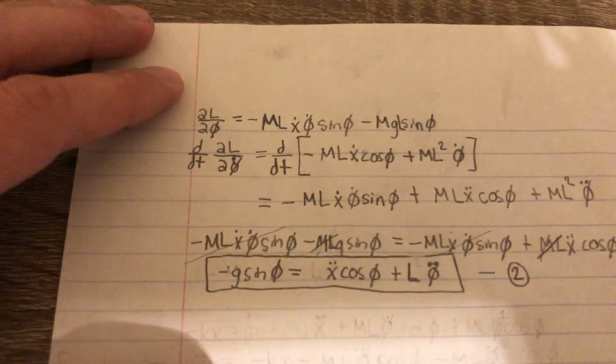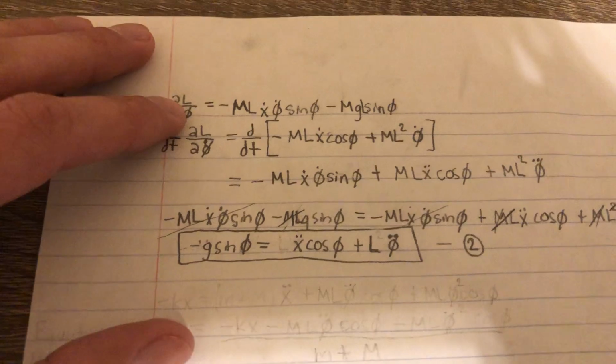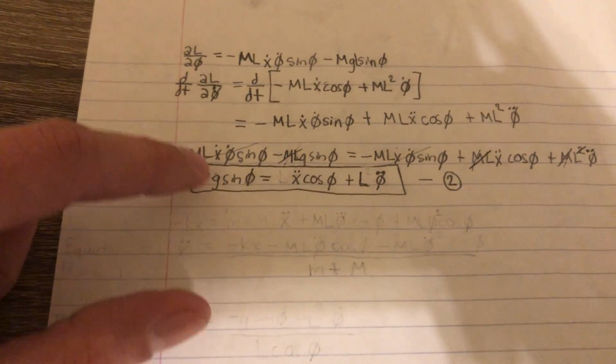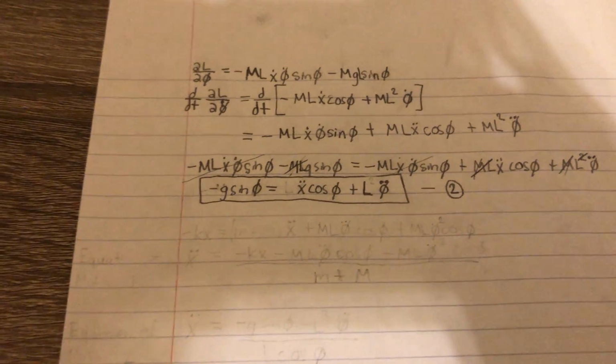And then you do the same thing except for phi, and you get a few more terms, but they end up canceling whenever you set them equal to each other. So then this is your second equation of motion. And then those are your two equations of motion.